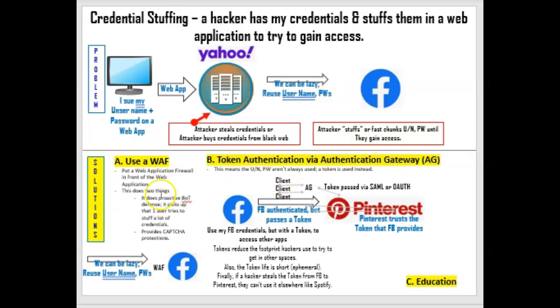And at the bottom of the slide, I show 3 solutions that you can use to stop credential stuffing. Pause the video, read it for yourself. It's kind of self-explanatory. But we can use a web application firewall, which would go before the application itself. The next would be tokenization, right? Where these people can go through, get authenticated by tokens, going through an authentication gateway before getting access to another site. We do this all the time with OAuth or Federation using SAML procedures. And then, of course, is education.